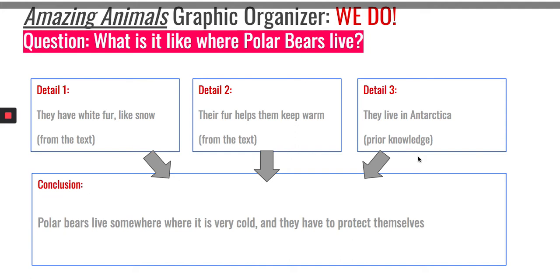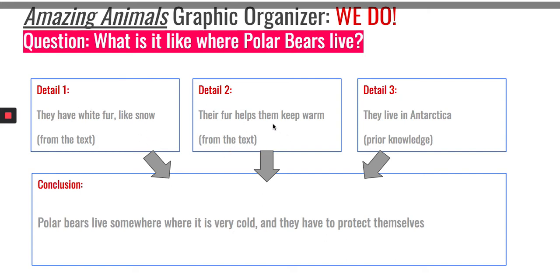With those 3 details, I formed the conclusion down here that polar bears live somewhere where it is very cold and they have to protect themselves. Since they have white fur like snow that helps them protect themselves from other animals that might want to eat them, so that way they blend in with the snow.